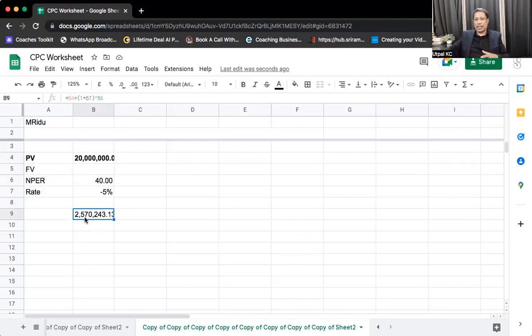So suppose now the price of this is 25 lakhs today, after 40 years the price of this will be 2 crores. That is a practical question. Okay. Anyway, chalo.